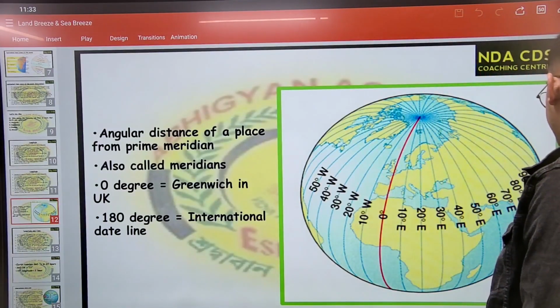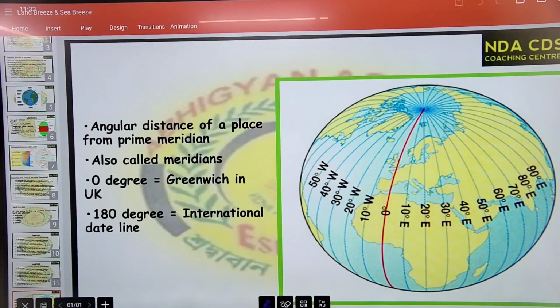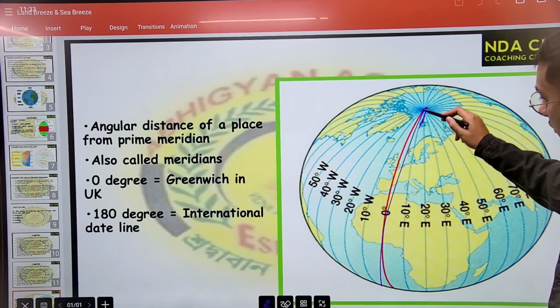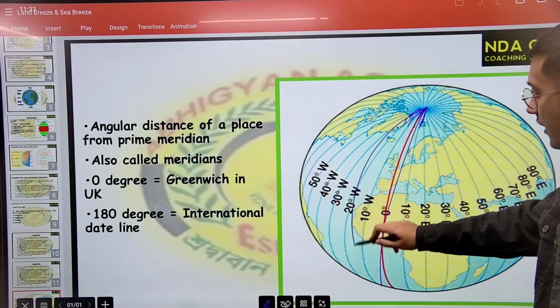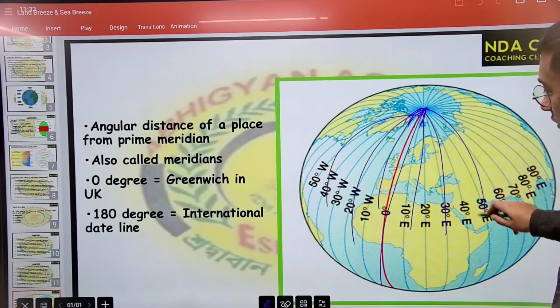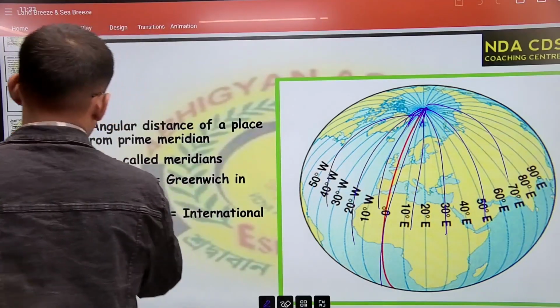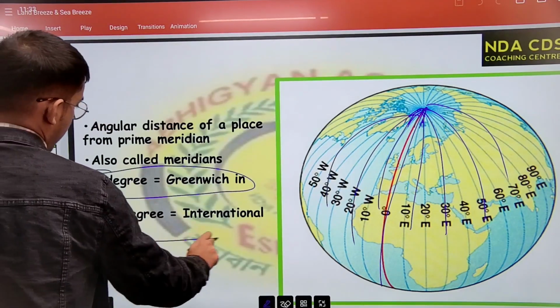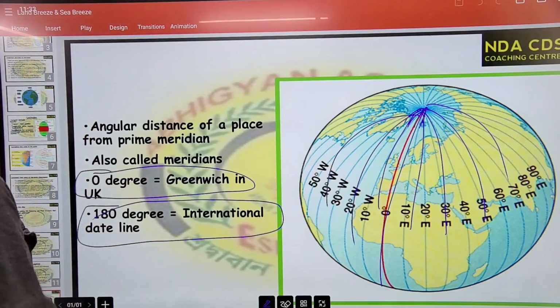As we can see in this diagram, these are the longitudes. They are closer at the poles and then they get broader, right? So 0 degree is your Greenwich in London, 180 degree is your international date line. So these are important points here.